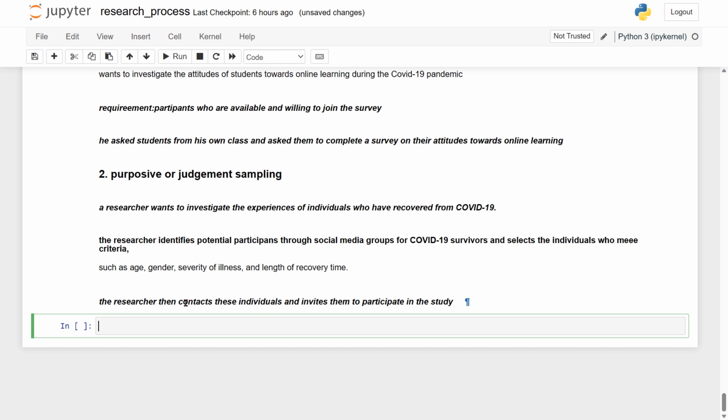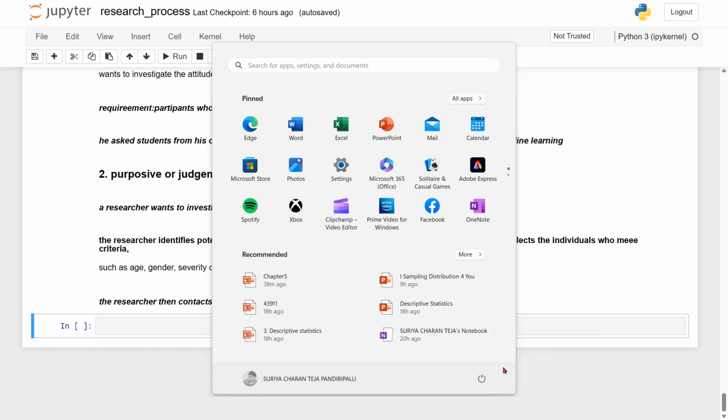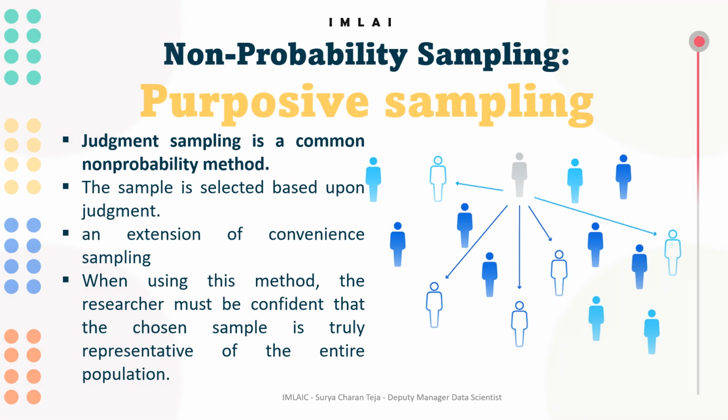This sampling technique is useful in situations where the researcher wants to study a specific group or phenomenon and where it is important to select individuals who have relevant knowledge or experience. However, this method can introduce bias into the results, as the sample may not be representative of the larger population, and individuals who do not meet the specific criteria may be excluded from the study. So this is purposive sampling.